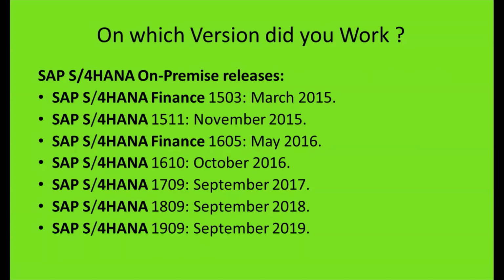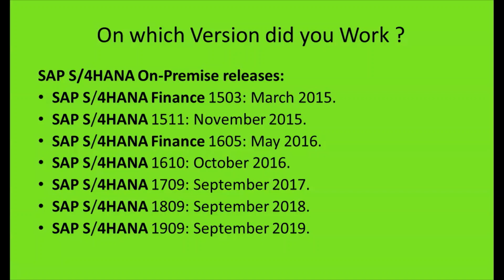Now, on which version did you work? Which SAP version? You have a lot of on-premise releases that you should be aware of. SAP S4 HANA Finance was released in 1503. It had a lot of features specifically related to finance. The rest of the modules were working normally as they used to work in the previous ECC versions. SAP S4 HANA 1511 November 2015. S4 HANA Finance 1605 May 2016. S4 HANA 1610 October 2016. S4 HANA 1709 September 2017, S4 HANA 1809 September 2018, and S4 HANA 1909 September 2019.